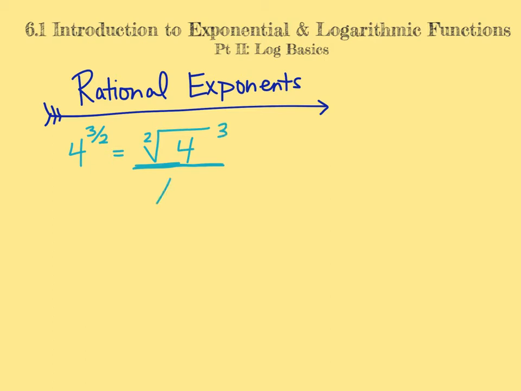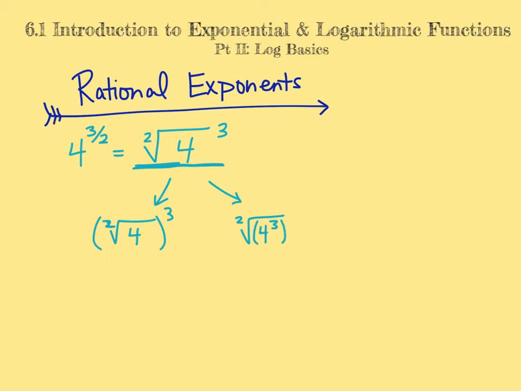There are 2 different ways to go about solving this problem. We could do it in 2 different orders. The first way is we could do the square root of 4 first, and then cube it. The second way is that we could first cube 4 and then take the square root.